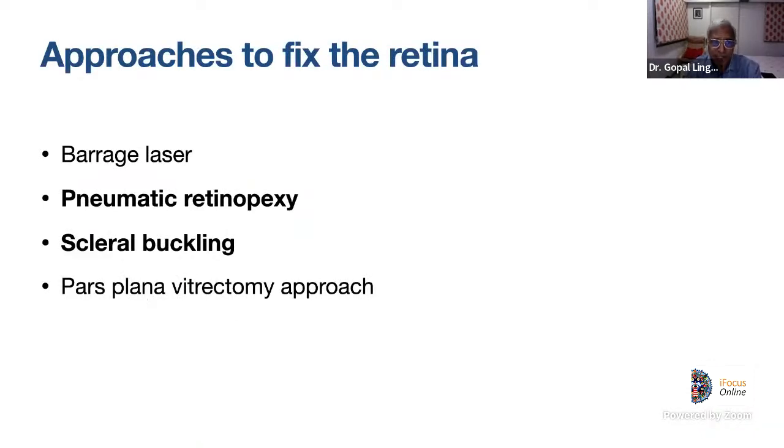So the approaches to fix the retina in a simple detachment can be barrage laser, where the fluid is less than 4 disc diameters in size approximately. Then you can do a barrage laser without doing a major surgery, understanding that the detachment itself will still remain as a detachment. You're only trying to barricade it so it doesn't spread beyond the barrage laser. But when it starts going beyond the barrage laser, you have to do a surgical approach to fix the retina.